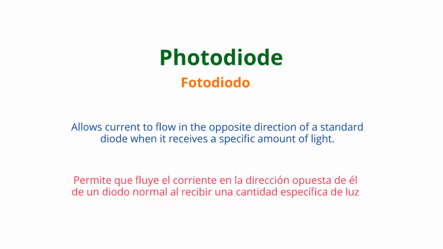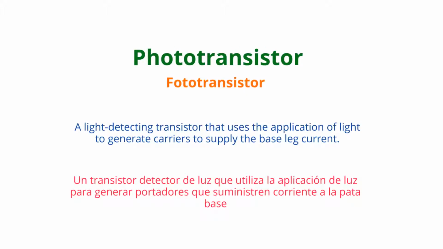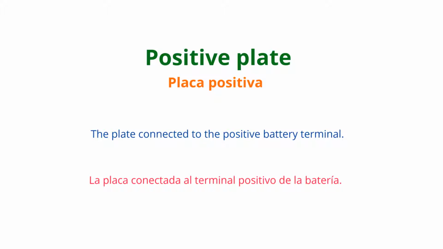Photodiode. A photodiode allows current to flow in the opposite direction of a standard diode when it receives a specific amount of light. Phototransistor. A light-detecting transistor that uses the application of light to generate carriers to supply the base leg current. Pole. The number of input circuits. Positive plate. The plate connected to the positive battery terminal.